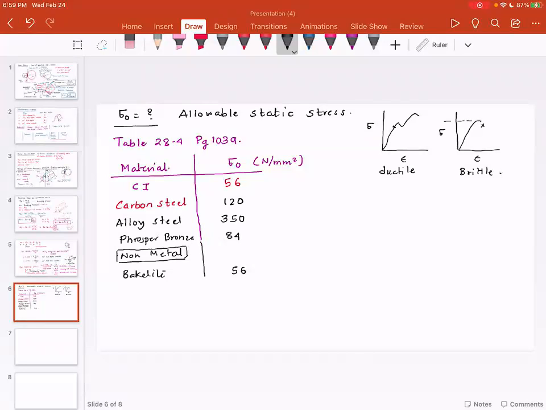And once we find the design data value of sigma O, that needs to be multiplied by the velocity factor, and that is used as the key parameter in the Lewis form factor equation.